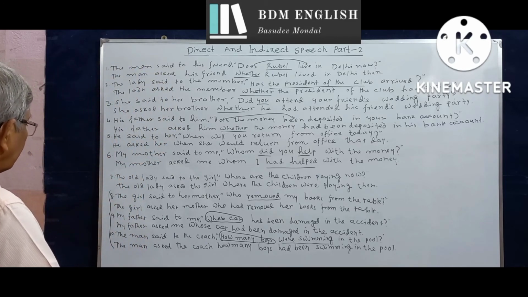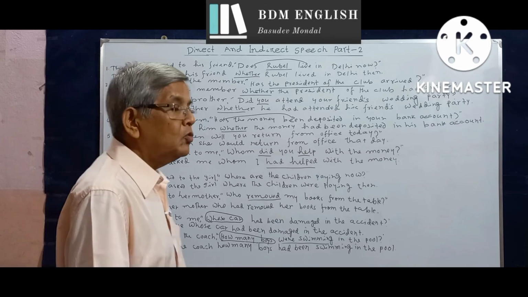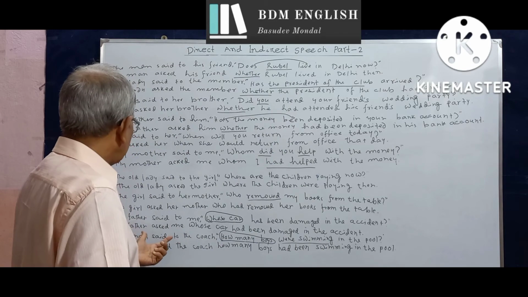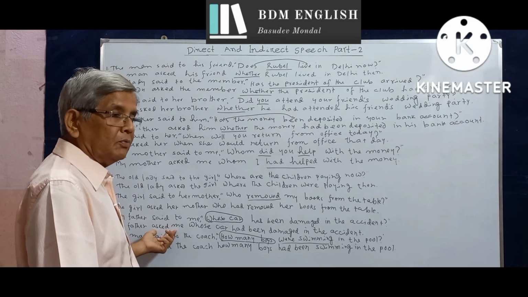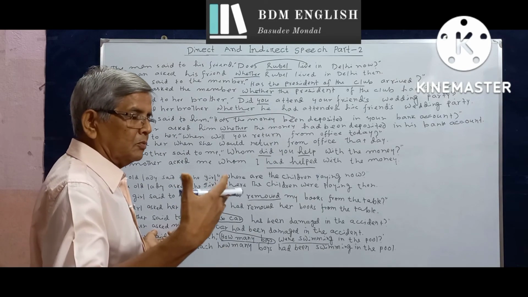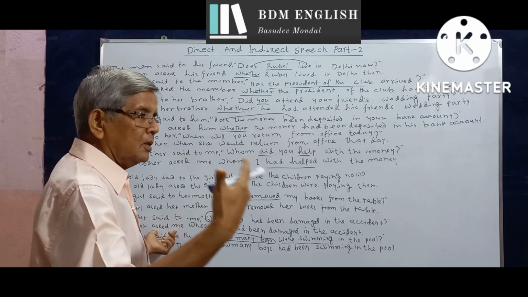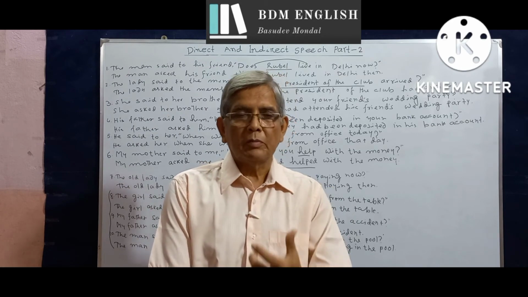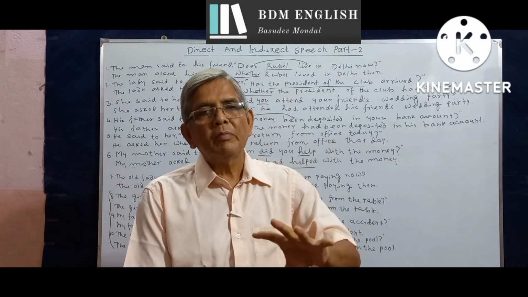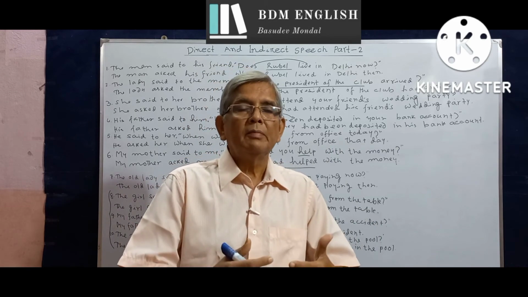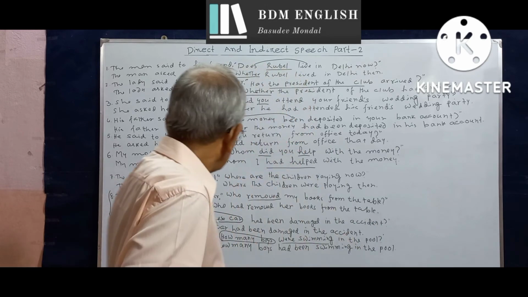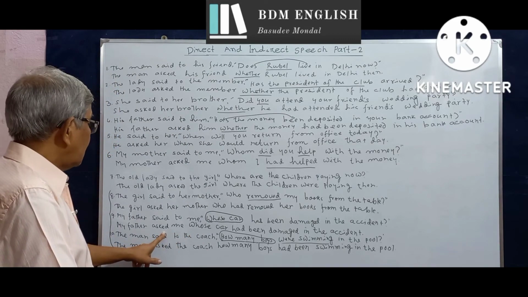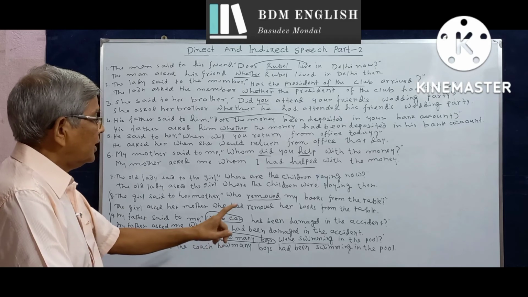Number 9. My father said to me, whose car has been damaged in the accident? My father asked me, we can use inquired of to know some important piece of information, or in a very formal situation, we can use the verb inquired of. My father inquired of me or asked me whose car had been damaged in the accident.